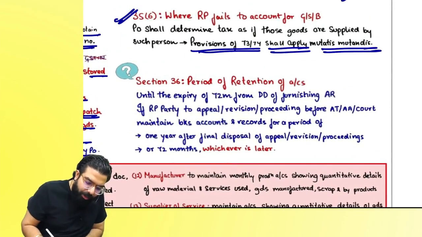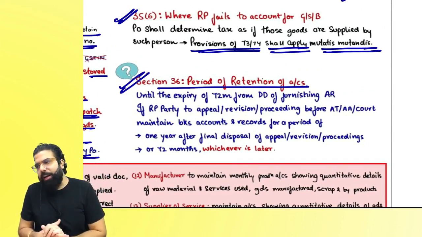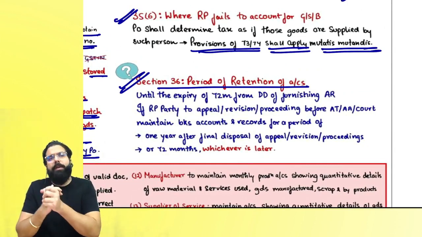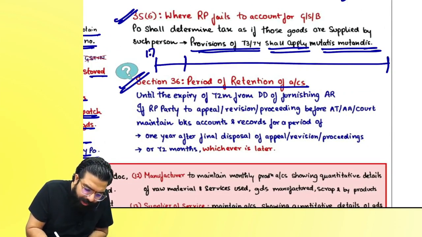Then we have section number 35 subsection 6, which says the period of retention of accounts and records. Basically, supposing you are talking about 17-18, for the year 17-18, the annual return shall be filed by what date?